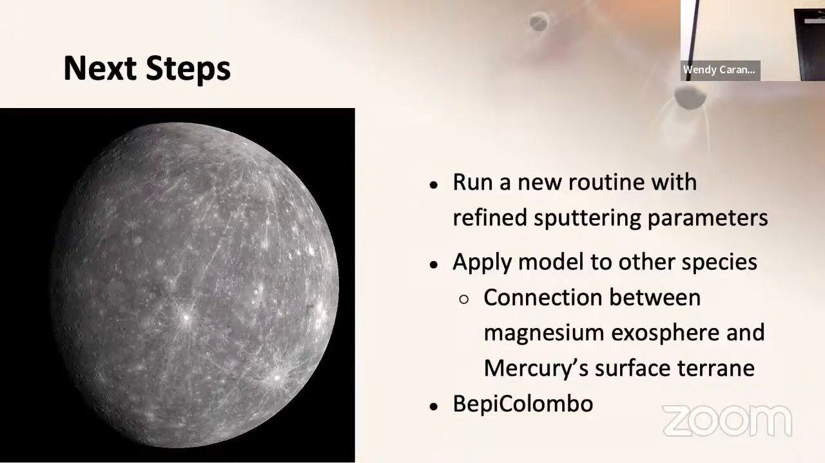We can also apply this exosphere model, which is what Dr. Matthew Burger called it, to other species and create different model exospheres and see their connection with the different source processes that may impact them and learn how that's connected to the magnetosphere. Here, one possibility is the connection between the magnesium exosphere and different magnesium deposits on the surface of Mercury.